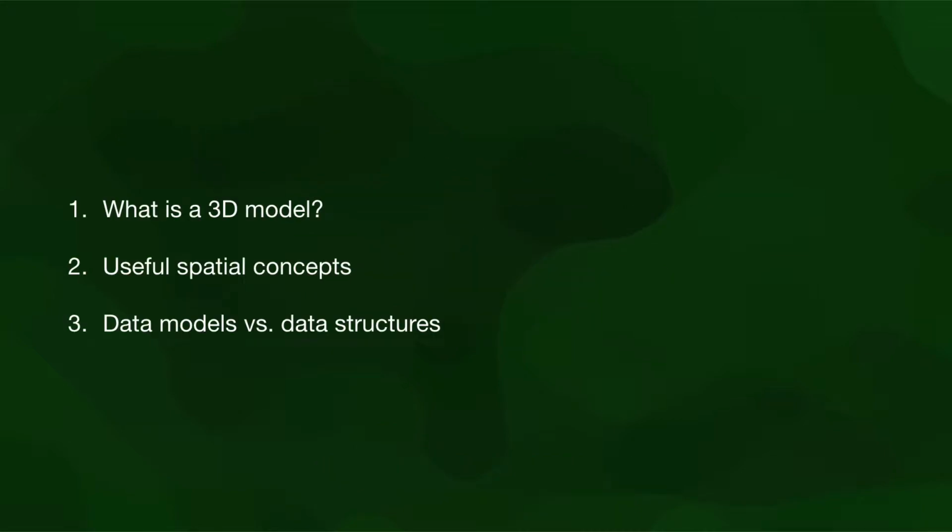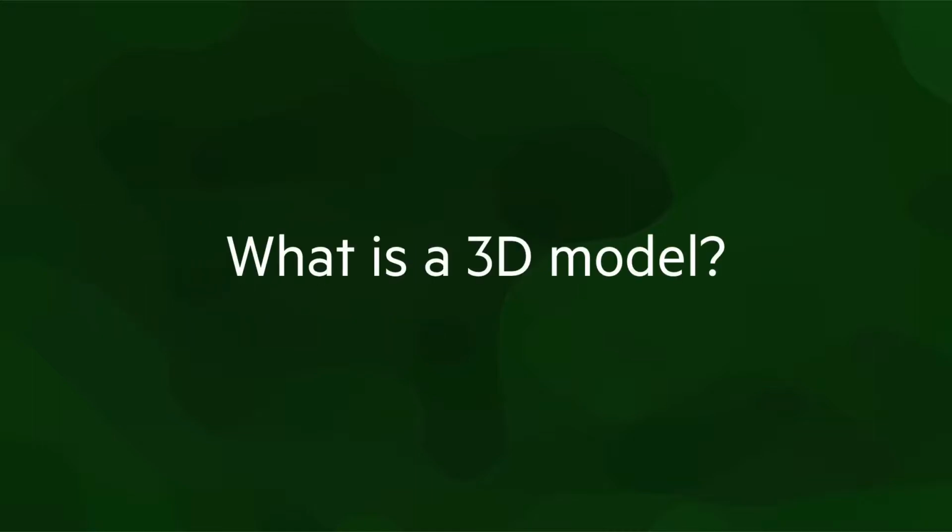In this introductory lesson, we will cover three topics. In the context of geographic information, what is a 3D model and how it is made? How 3D modeling is related to some common spatial concepts? And the difference between a data model and a data structure. Let's start by discussing what is a 3D model and how it is made.